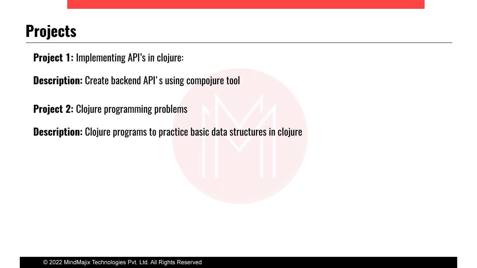There are two projects that we will be working on. The first project will be implementation of APIs in Clojure. In this, we will create backend APIs using the Compojure tool. The next is Clojure programming problems, where we will try to solve basic programming problems in Clojure, which will give you a good sense of it.